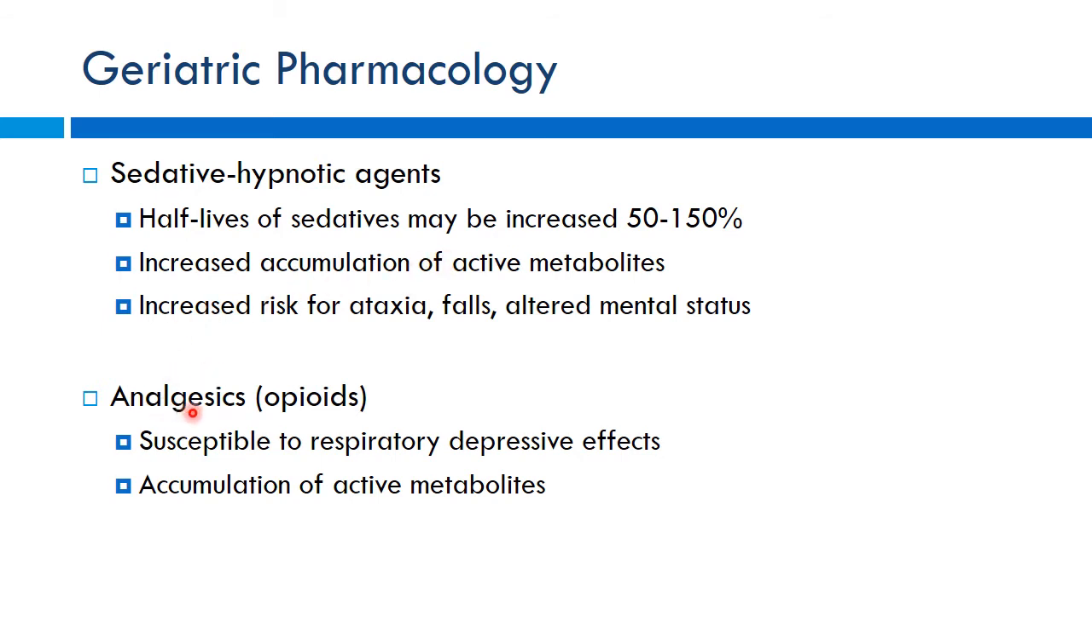Another example, analgesics or opioids specifically: you may see that patients tend to be more susceptible to respiratory depressive effects. They can have accumulation of active metabolites, which can be really problematic. For instance, there was a drug on the market called propoxyphene. Darvocet or Darvon were the brand names for that drug, and it used to be used very frequently. It wasn't really a good drug necessarily. The evidence out there for its use was not great.